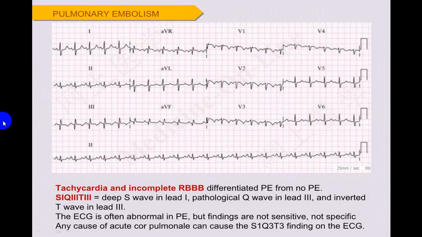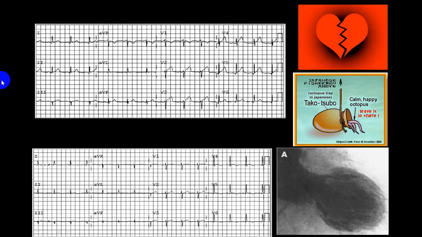Now in acute pulmonary embolism, I have already shown you before, you get an S1Q3T3 pattern, and along with that, if you get a terminal R wave and T wave inversion, it will be in favor of acute pulmonary embolism. And it can happen also in case of a tension pneumothorax.